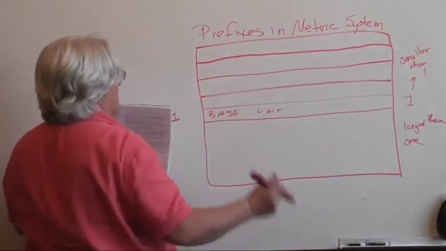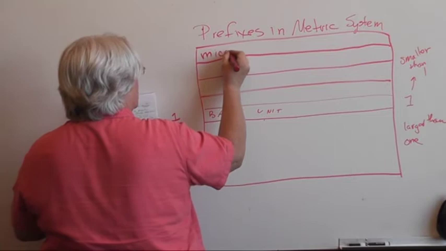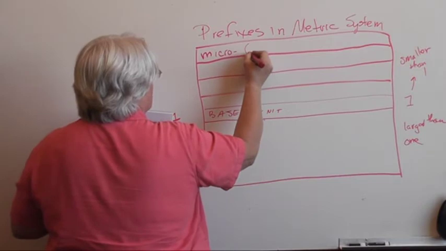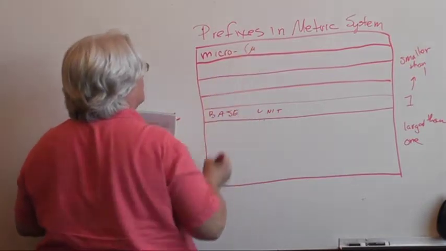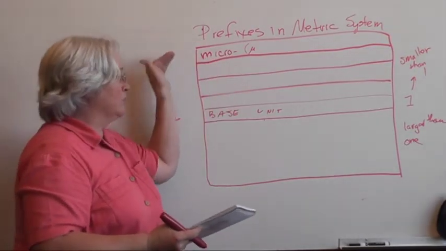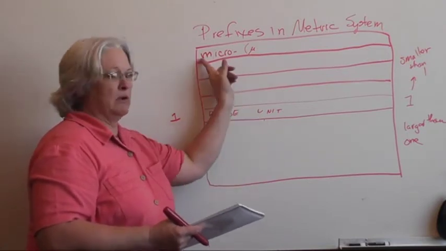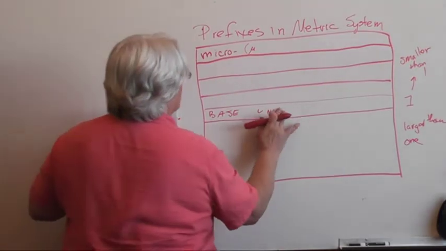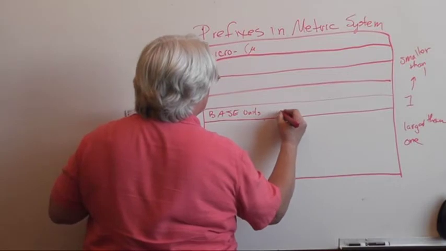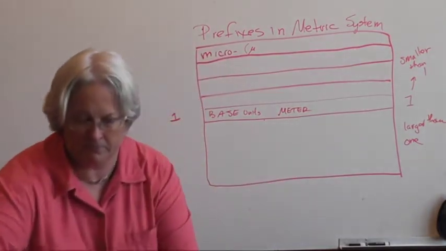Okay, so we have micro. This is the prefix, micro. And micro uses the Greek letter mu. That's the symbol for micro. And it would be micrometer. What you do with the prefixes is you use the prefix and the base unit. Micrometer, microliter, microgram. So we have meter, liter, and gram.